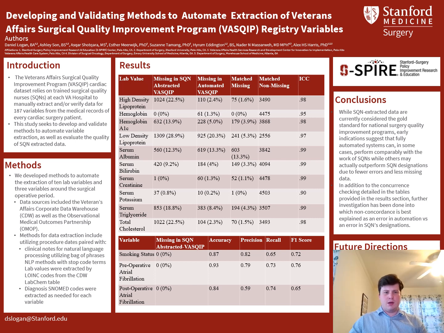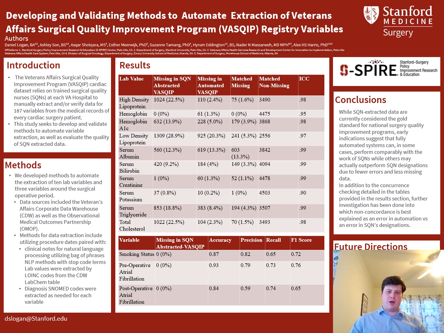For this database, all existing variables are extracted from a patient's health record by VASQIP surgical quality nurses, or SQNs, who are assigned to fill pertinent information for all of these variables at the VA location which they are posted. This manual extraction process is timely, costly, and could result in higher rates of error and data missingness than more automated methods. For the purposes of this poster, we have provided our methods and results for the automated extraction of 10 different lab and 3 operative period variables.